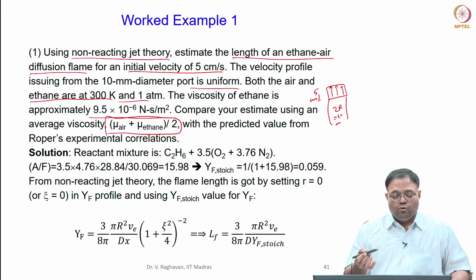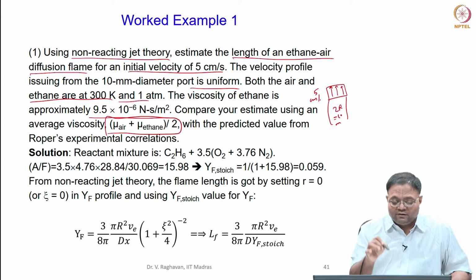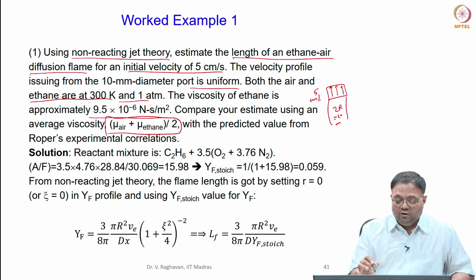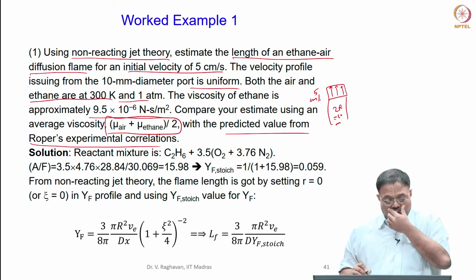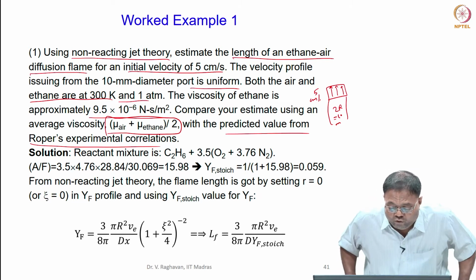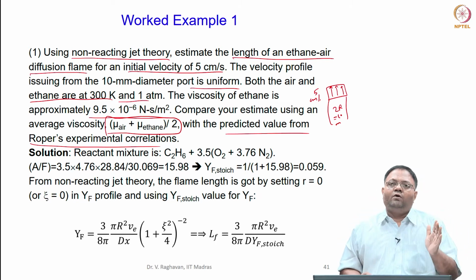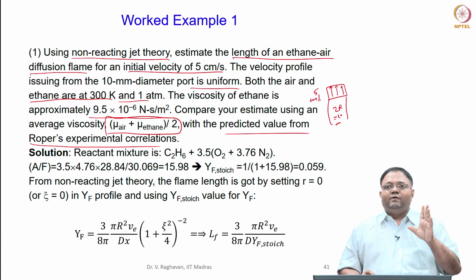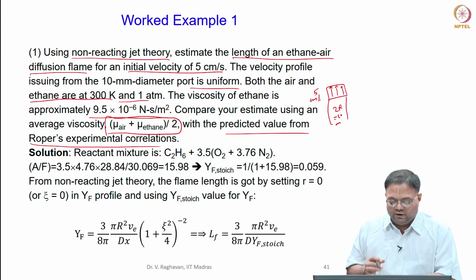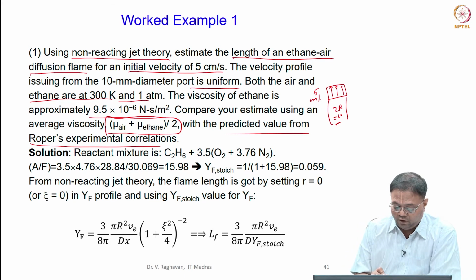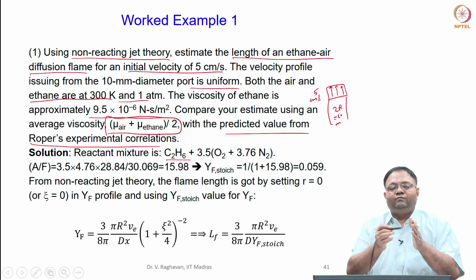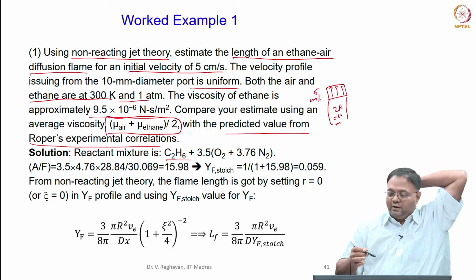Then you have to compare the result we get from this non-reactive theory with Roper's experimental correlation. The main problem is that you will get an estimate, the same order of flame length, but an accurate value cannot be got from the theory. That is what we are trying to illustrate here.